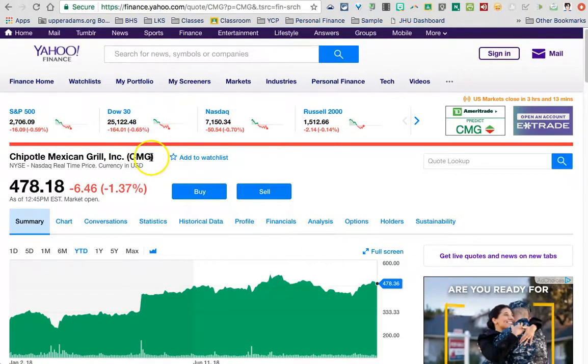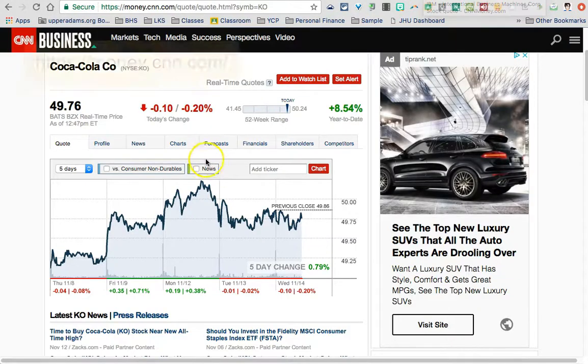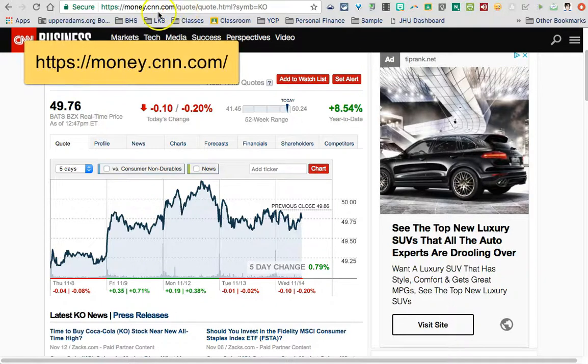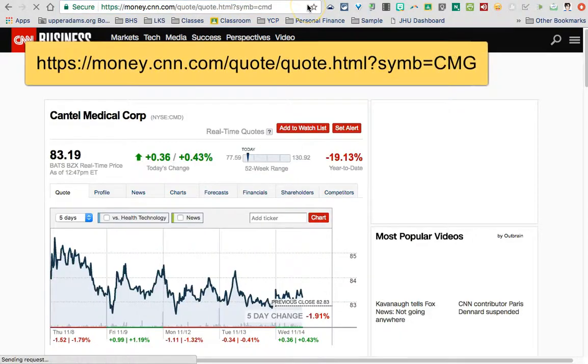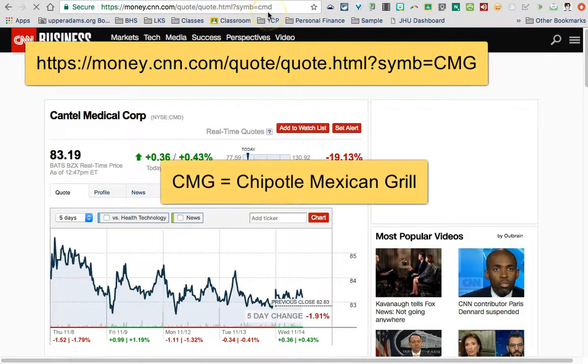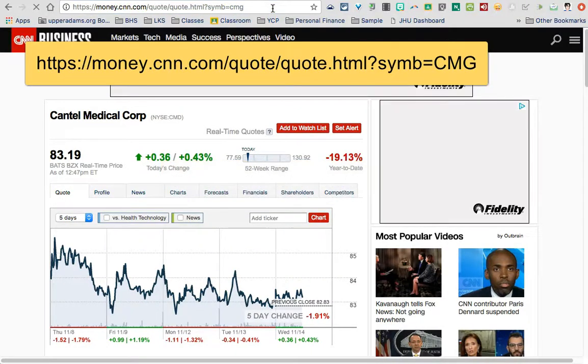Now the other thing you could do is say, okay, I was looking at Chipotle, and again, here's the stock symbol for Chipotle, CMG. If I go back into money.cnn.com, you'll notice the URL up here says /quote/quote.html?SYMB=KO. Instead, I could type in the Chipotle stock symbol. Oh, helps if you get it right. I put CMD, I meant CMG. I'm going to hit the enter key, so you got to get things right here, guys.